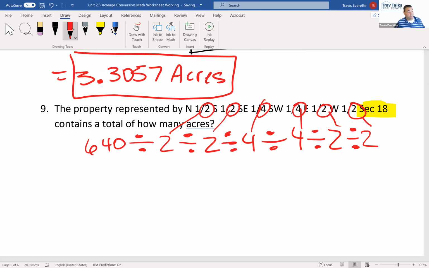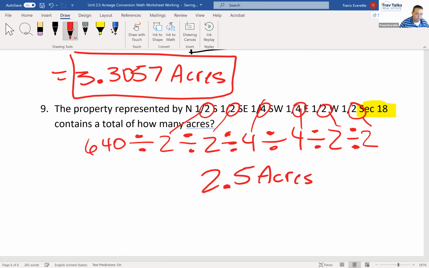There we go. So I always check. It's really easy to miss one. All right, so let's type it into the calculator. 640 divided by 2, divided by 2, divided by 4, divided by 4, divided by 2, divided by 2. It looks like 2.5 acres to me.